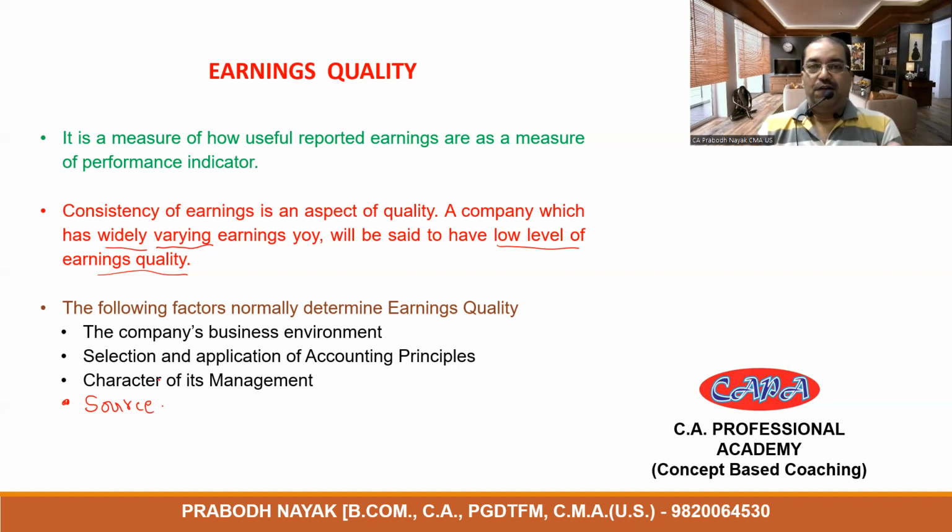Now, what can be the factors? Let us see. Company's business environment, selection and application of accounting principles. I told you, accounting principles are selected in such a manner that I'm showing less of stock, I'm undervaluing stock. How that can be done, we'll see. Character of its management. Are the management themselves responsibly running the business, or are they overriding their own policies, overriding their own decisions? Overriding means what?